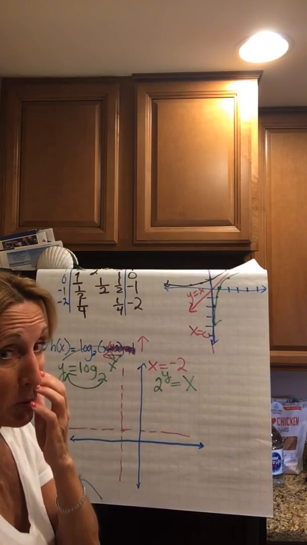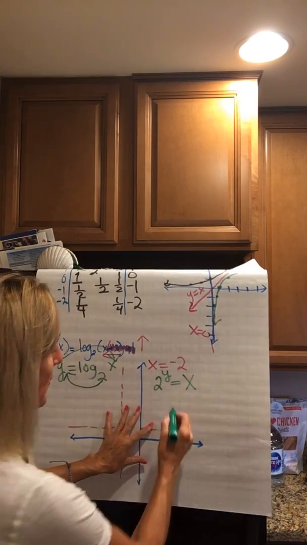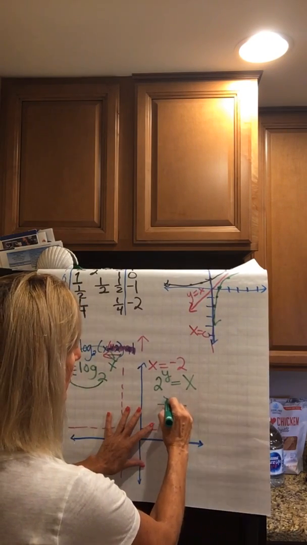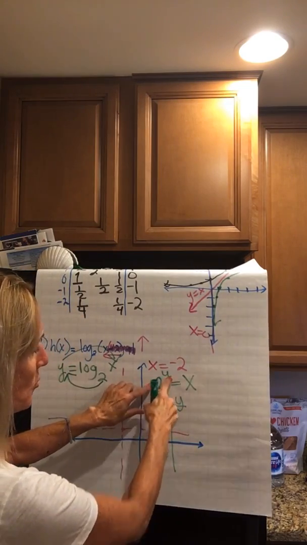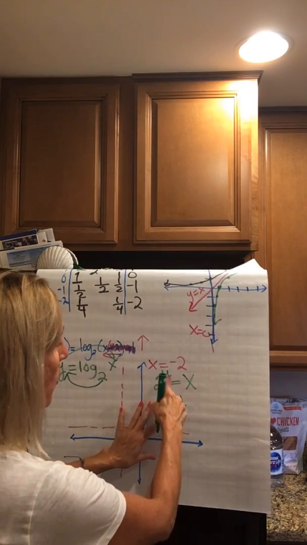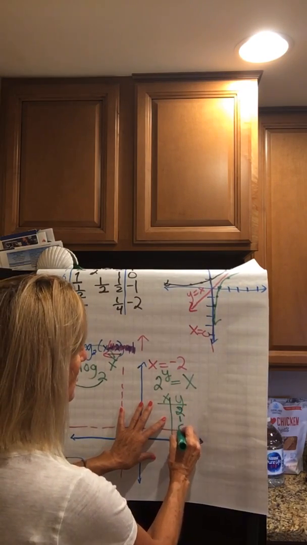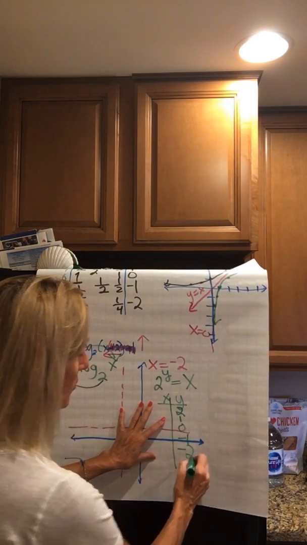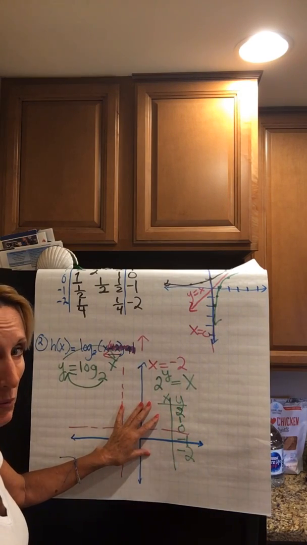Right now you might be going, what is she doing? Okay, now just watch. When I do this and I go, oh, I need my parent graph points. Okay, so this is 2 to the y instead of 2 to the x. It's okay. Watch what I'm going to do. I'm going to write 2, 1, 0, -1, -2. Because it's 2 to the y equals x.